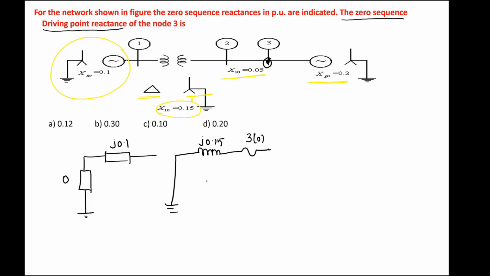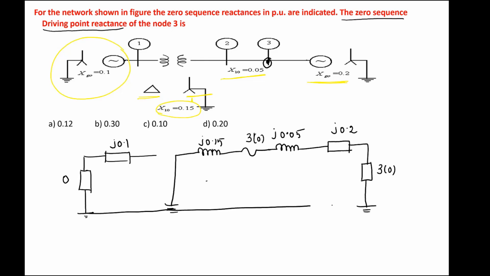Next, you have the transmission line whose per unit reactance is j0.05. The zero sequence reactance of the transmission line is directly given. Again you have a generator. This is Zg0 of the generator, and this is 3Zn. So the 3Zn value is 3 into 0, and the Zg0 value is j0.2 per unit. All the ground points we can connect. This is the zero sequence network of the given power system network.